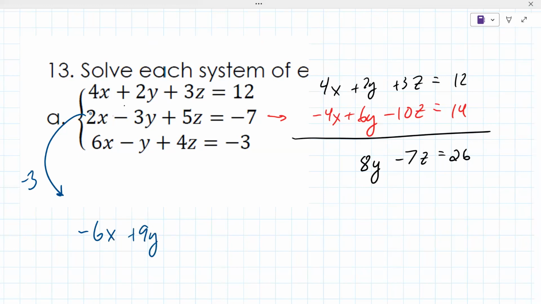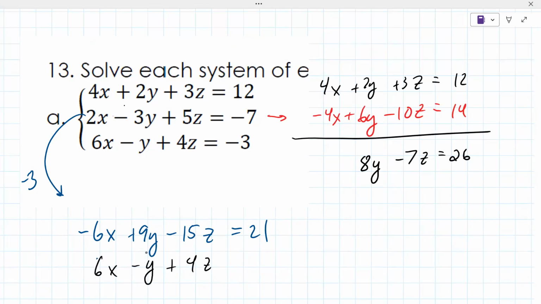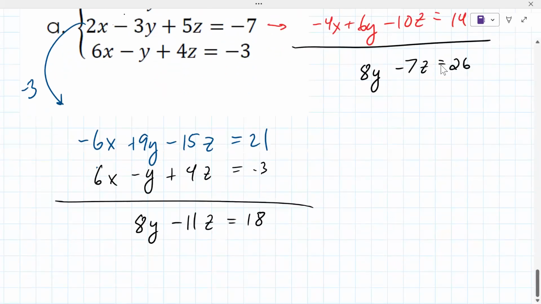What I would encourage you to do, if you have time, is to do it the way I was suggesting, which is to eliminate using the y. And maybe, just maybe, it will reduce down into something better when you go to solve this. Well, I was wrong. So see how we got an 8y here and an 8y here? I guess it worked out.